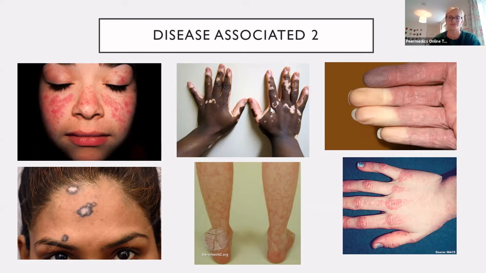Yeah, vitiligo. So this is just an autoimmune process, destruction of melanocytes. Because it's autoimmune, you want to think of other things as well. So thinking about Addison's, thinking about celiac disease, connective tissue disorders, things like that. Okay, what about the one below that on the legs?